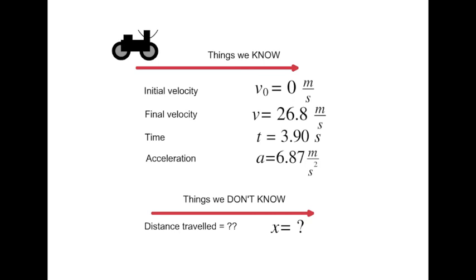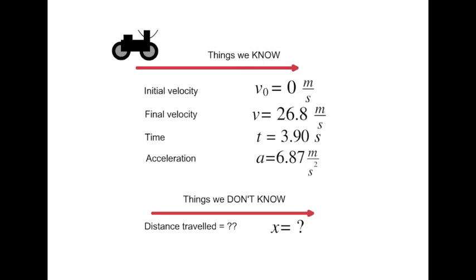So this time, the things we know has grown a little bit. Before, we knew what the initial velocity was, that was 0. We knew what the final velocity was, that was 26.8 meters per second. We knew what the time was, and that was 3.90 seconds. And now we know what the acceleration is, and that's 6.87 meters per second squared. But the thing we don't know and that we're solving for is the distance traveled of the bike in that time.